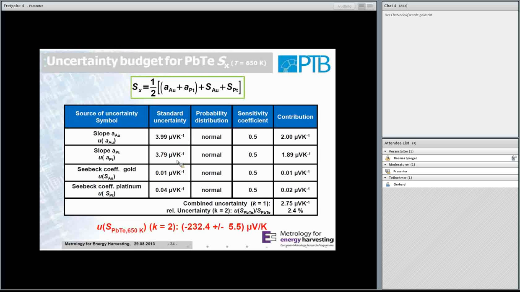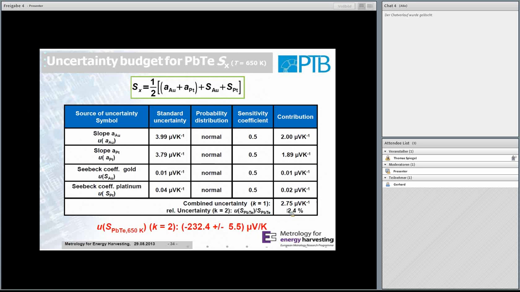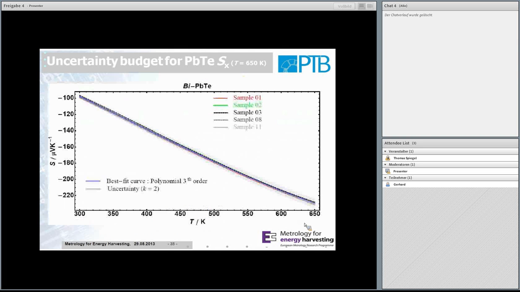And for the platinum, now we have 3.79 microvolts per Kelvin, which ends up in a combined uncertainty of 2.75 microvolts per Kelvin and leads in the end to the K2 uncertainty of 2.4%. So that is really near to the aim we wanted at the beginning for the Seebeck coefficient. Here you see again the nice curve with the light gray area of the K2 value, and it's also a very nice picture and looks very good.